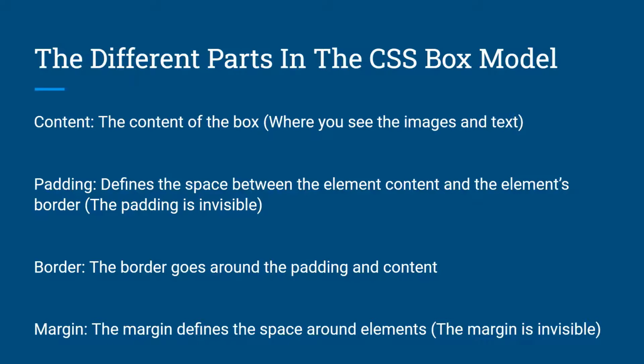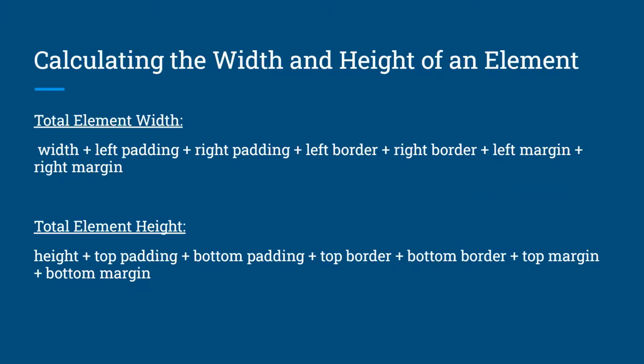So your padding and your margin are invisible, and then the content and the border are visible. So with that aside, now let's look at calculating the width and the height of an element.